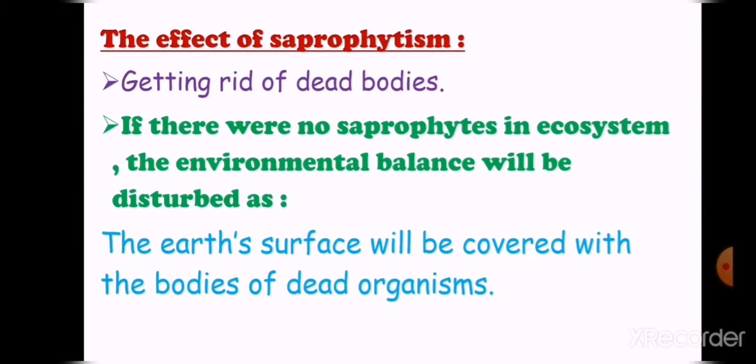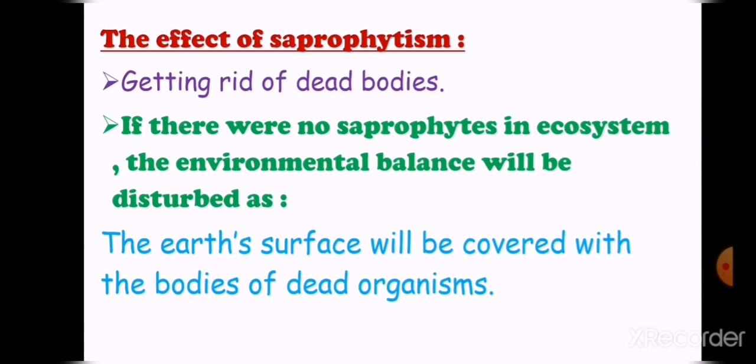But there are two factors that keep the environmental balance, predation and saprophytism. And there are two definitions that are very, very important in this lesson. The ecosystem, what does it mean? It's any natural area including living organisms and non-living things.